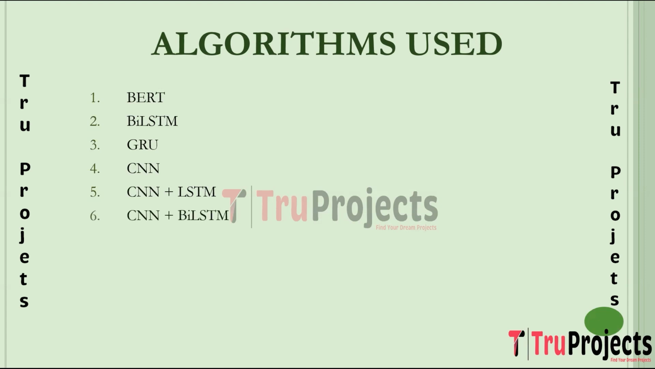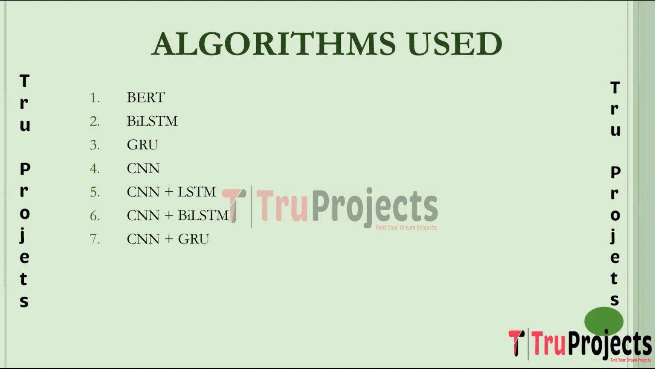CNN with bidirectional LSTM. Similar to CNN with LSTM, this hybrid model combines convolutional layers for feature extraction with bidirectional LSTM layers for capturing both local and long range dependencies. It enhances the model's ability to capture both local and sequential patterns in the tweet text, offering a more comprehensive understanding.